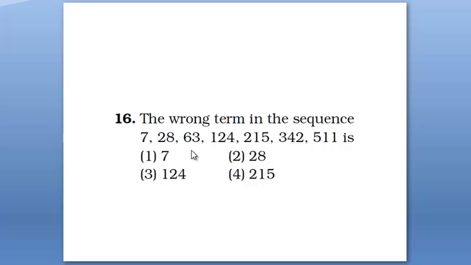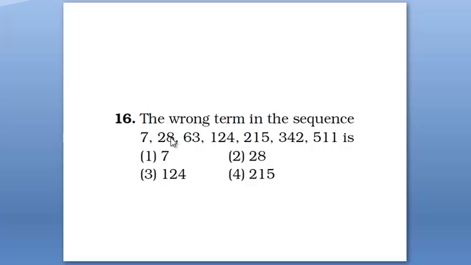Let's check for 4 cube. 4 cube is 64. 64 minus 1 is 63. 5 cube is 125. Minus 1 is 124. Alright, 6 cube is 216, I believe, and 216 minus 1 is 215. So obviously, this is the right sequence, and our wrong value is 28.